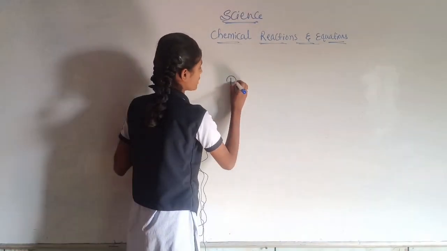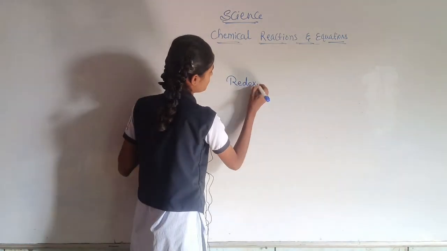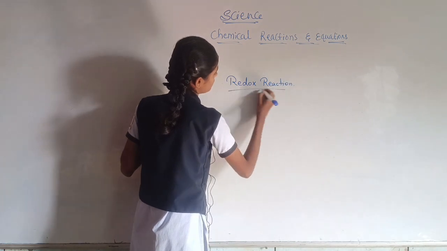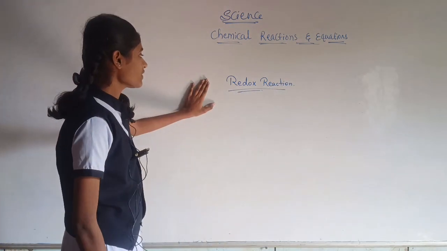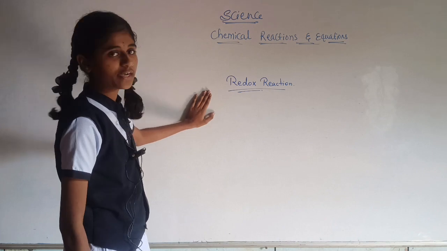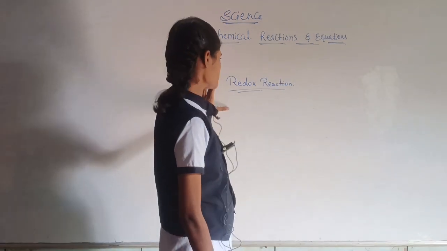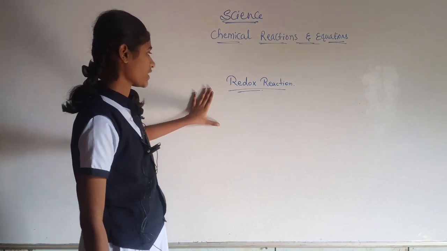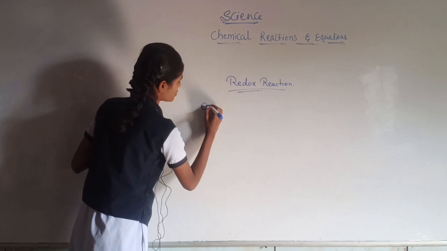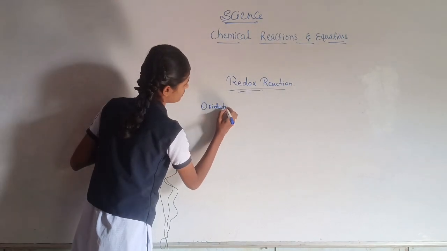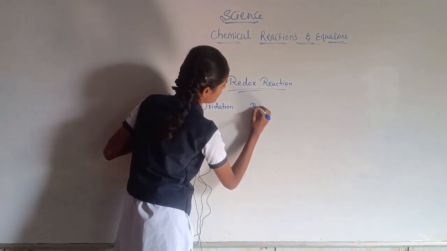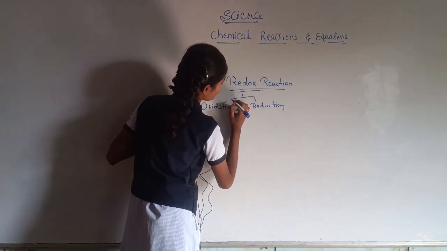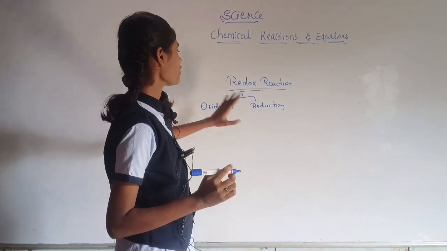Now, redox reaction. First we will come to know what happens in the redox reaction. In the redox reaction, two reactions take place simultaneously. Which are those reactions? The first is the oxidation reaction and the other is the reduction reaction. These two take place simultaneously in the redox reaction.